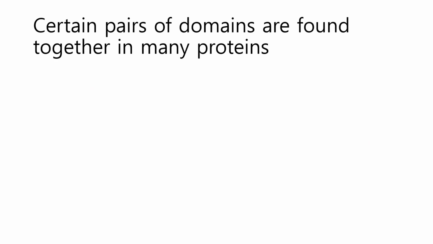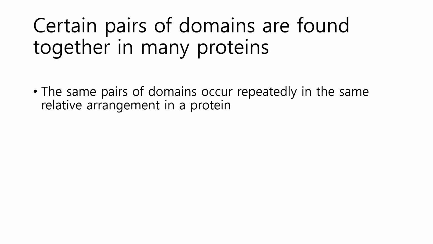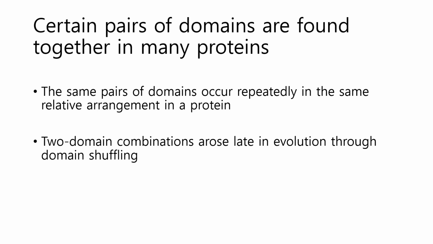Pairs of domains are found together in many proteins. More than two-thirds of all proteins consist of two or more domains, and the same pairs of domains occur repeatedly in the same relative arrangement in a protein. And these two-domain combinations arose late in evolution through domain shuffling.